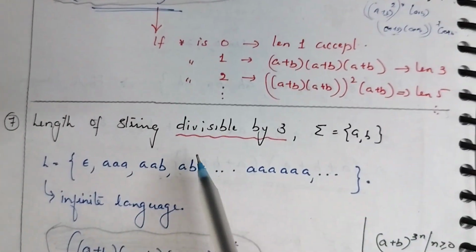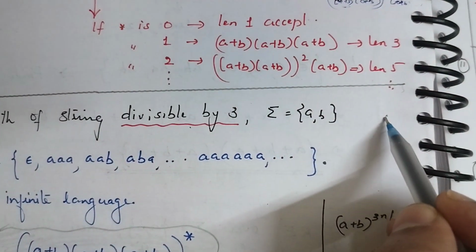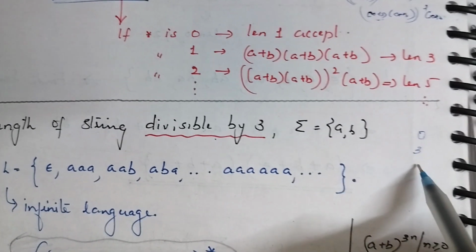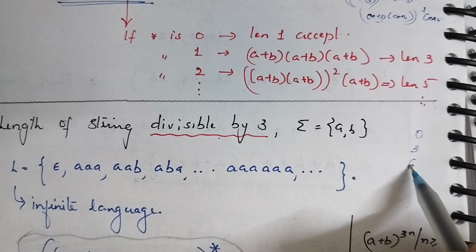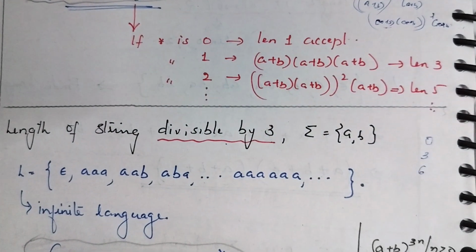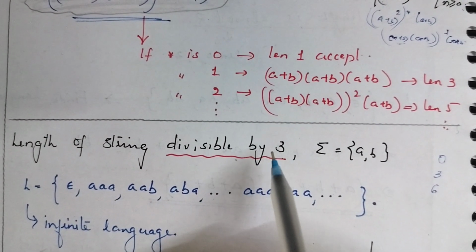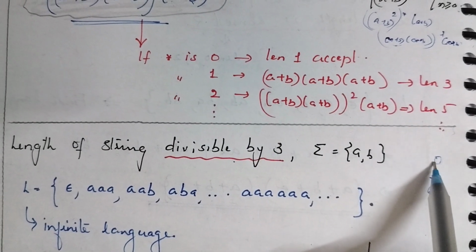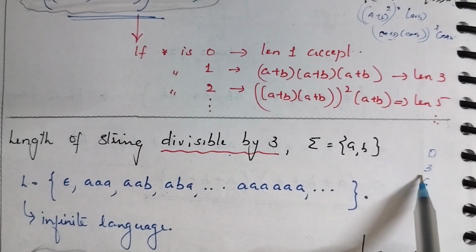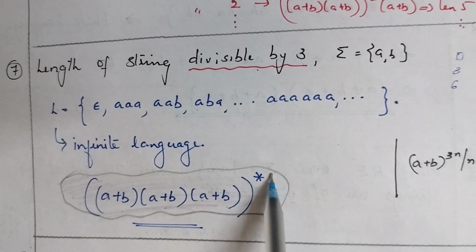Then, the set of all strings whose length is divisible by 3. Divisible by 3 means it will accept strings of length 0, since 0 divided by 3 leaves remainder 0, then length 3, and length 6, with remainder 0. Divisible by 3 means after dividing the length by 3, the remainder will be 0. So how do we write the regular expression? Don't consider length 0 separately here, because the star closure covers it. Length 3 is (a+b)(a+b)(a+b), then put a whole star.